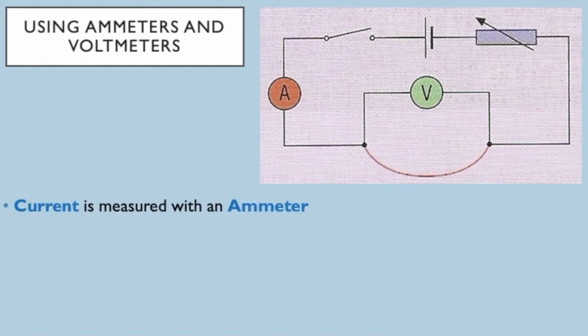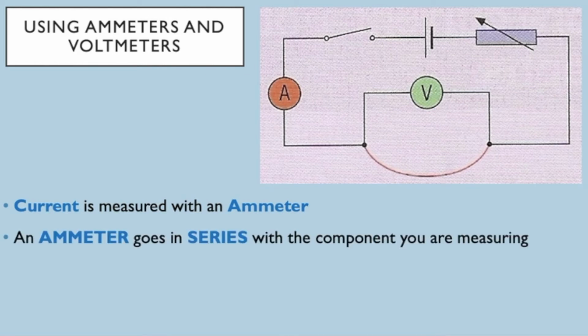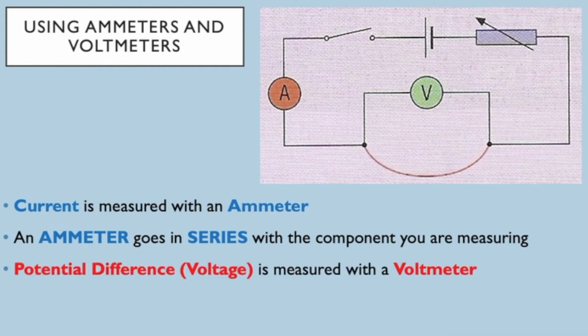How do they work? Current is measured with an ammeter. And an ammeter is always placed in series with the component you're measuring. So here we're trying to measure the electric current through that piece of wire. And so we've got to place it in series with that piece of wire. The potential difference is measured with a voltmeter.